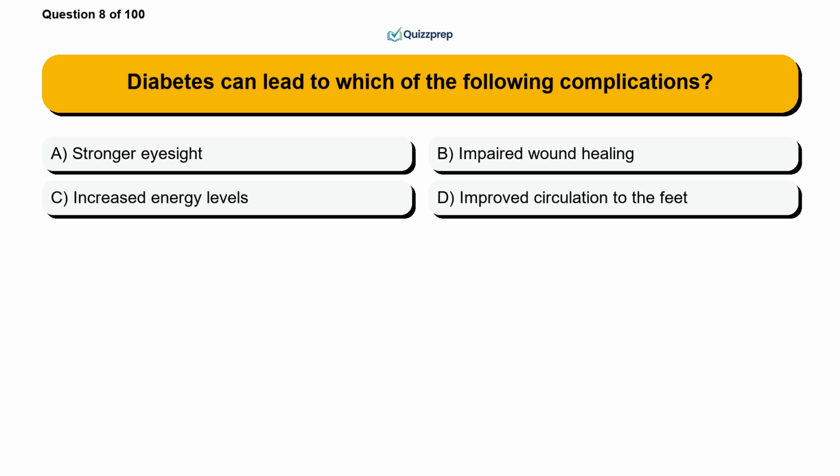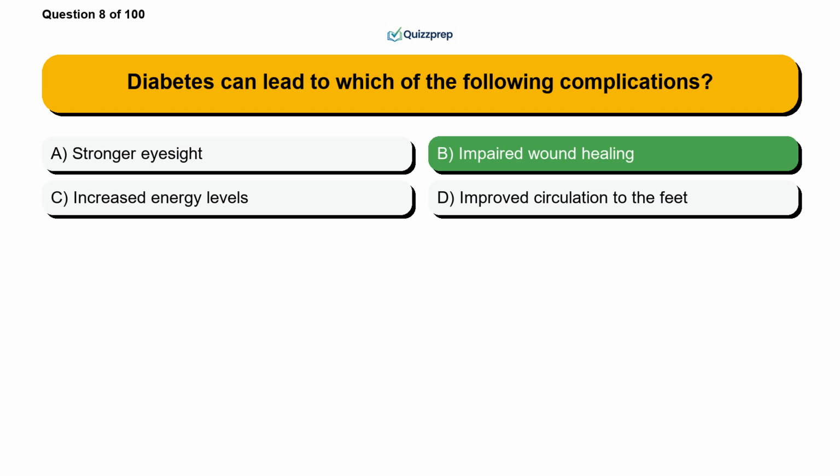Question 8. Diabetes can lead to which of the following complications? Option A. Stronger eyesight. Option B. Impaired wound healing. Option C. Increased energy levels. Option D. Improved circulation to the feet. The correct answer is option B.